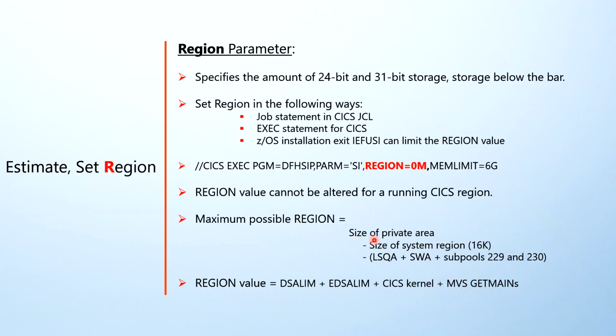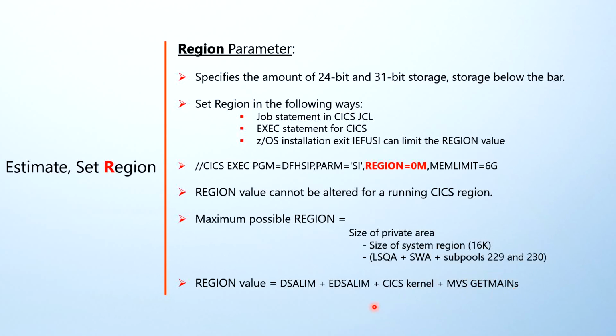So this talks about the size of the private area. Okay, and if you subtract the system size, that is the 16K, and the rest of the LSQA, SWA, and the subpools, then you get the maximum possible region size which you can allocate for a region, right? And your region value also includes the DSALM, EDSALM, and the CICS kernel and MVS GETMAINs as well.